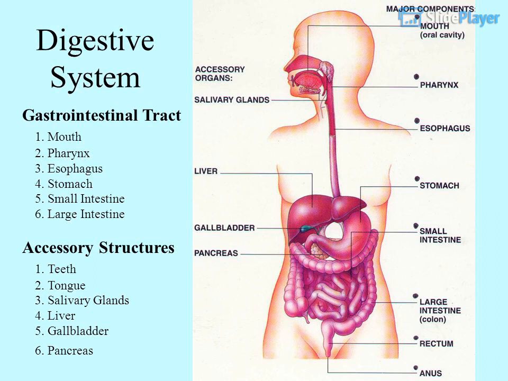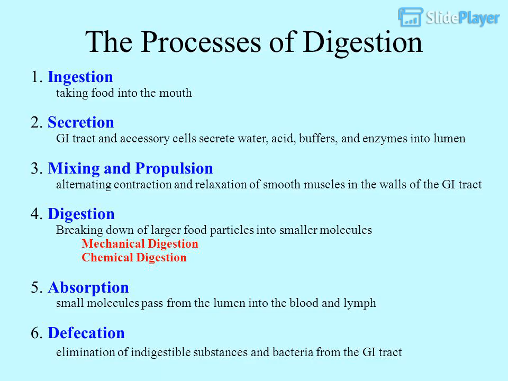Accessory structures: 1. Teeth. 2. Tongue. 3. Salivary glands. 4. Liver. 5. Gallbladder. 6. Pancreas. The processes of digestion.